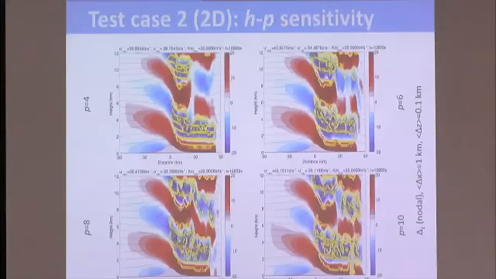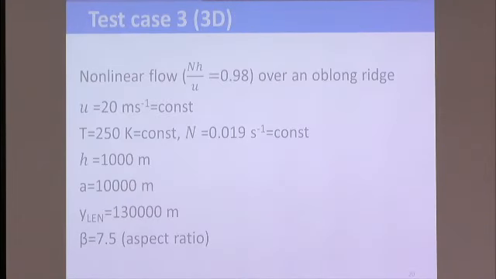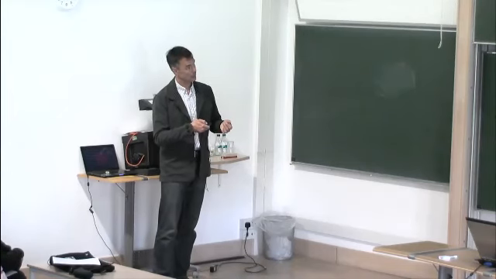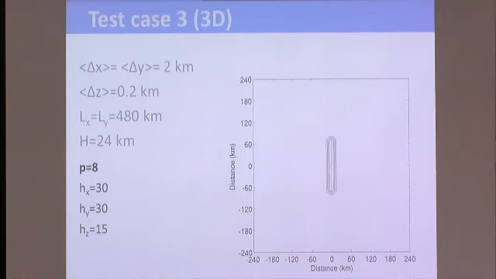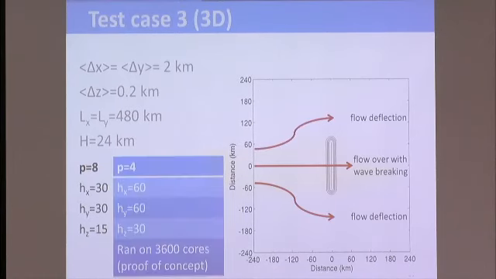It looks okay. What I'm plotting is Km in yellow, and it should be noisy because it's calculated in a different sense. But if you look in the background, the U prime, blue is negative, red is positive. Fields are very similar. And the sensitivity to how we calculate delta is okay as well. 3D case, it works in 3D as well. We want to have a breaking over an oblong ridge. And what do we expect? We expect flow deflection around, and flow over with wave breaking.